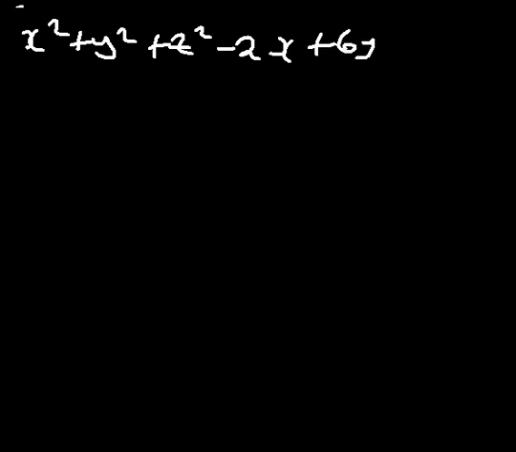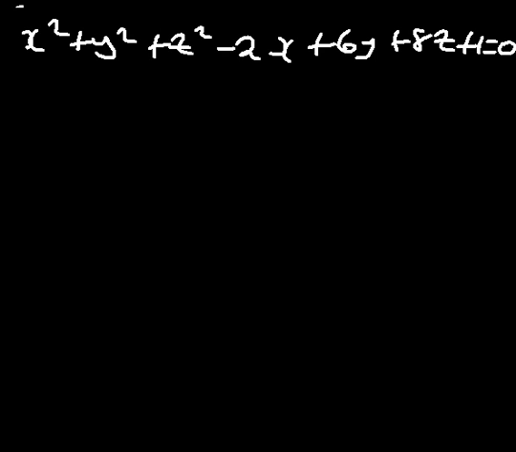So how about if we have this case? Let's say you have the equation of a sphere given as, let's say, x squared plus y squared plus z squared, minus 2x, plus 6y, plus 8z, plus 1 is equal to 0. So what is the center as well as the radius of this particular sphere?